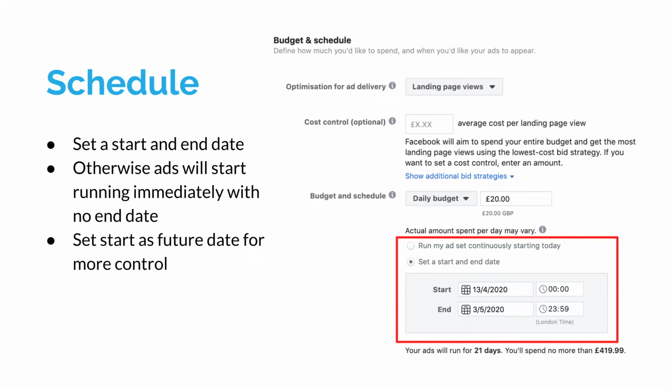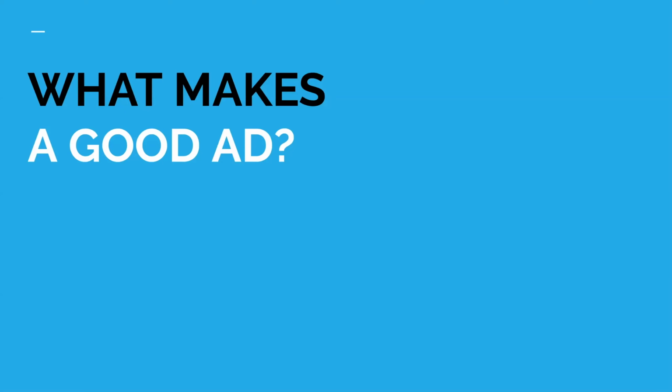So some of these other options, like the cost control, which is optional, I've never actually altered that. I leave that, and always go for a daily budget as well. But you can change that if you want to go for weekly or monthly. So those are the main stages of actually setting the ad up.